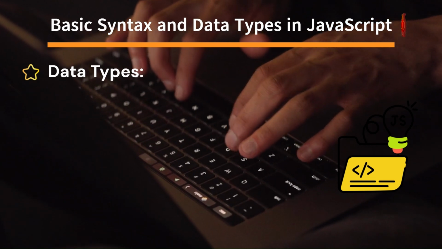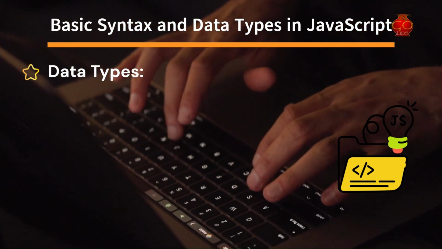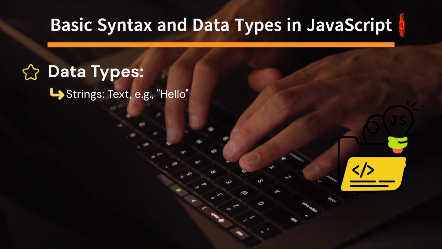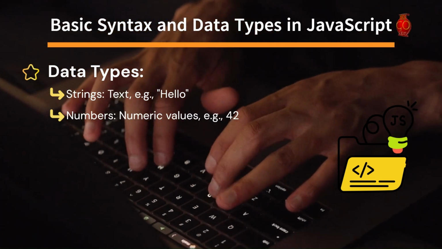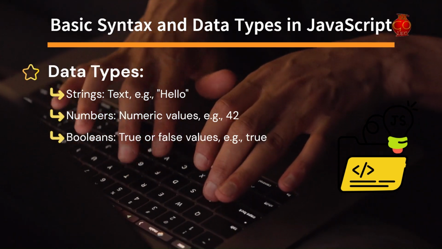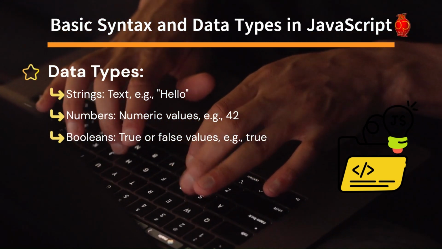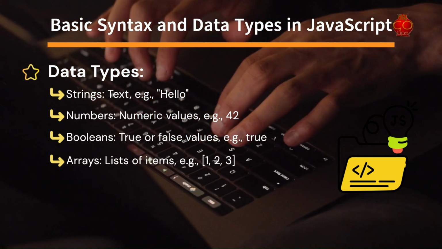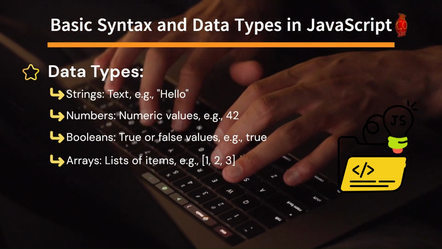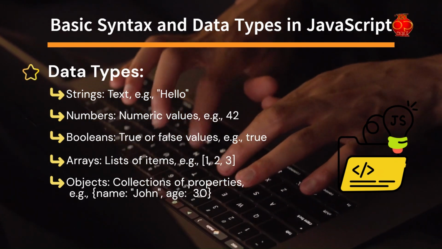Data types. JavaScript works with different kinds of data, such as strings, text like "hello"; numbers, numeric values like 42; booleans, true or false values like true; arrays, lists of items like 1, 2, 3; objects, collections of properties like name: John, age: 30.